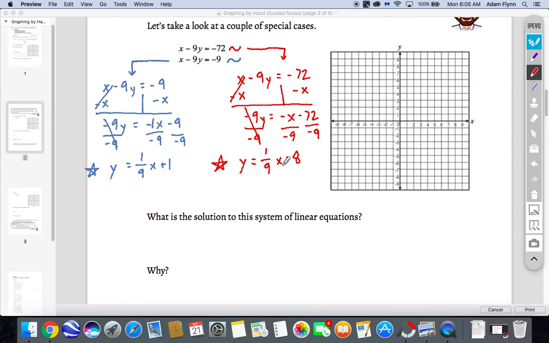So for my red line, I will start at my y-intercept, which is positive 8. So I go up to plus 8. And my slope, or my rise over run, is going to be a rise of 1 and a run of 9. So because 1 over 9 is a positive number, I know this line will be sloping up from left to right. So I will go up 1 to the right 9. And just for continuity's sake, I can also go down 1 and to the left 9.